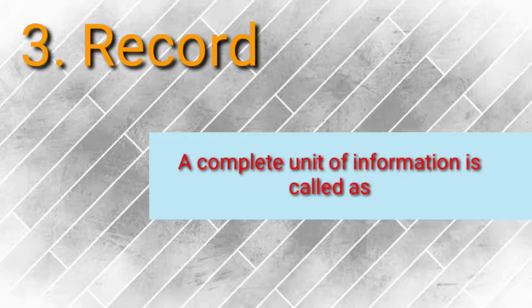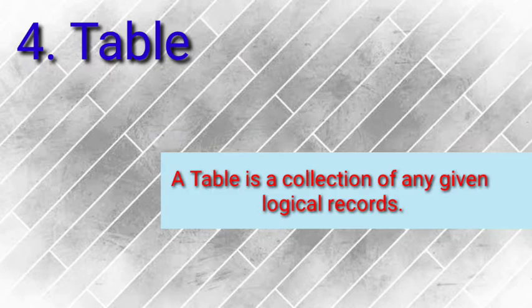All the data items together make a record because that is a complete unit of information. When all the data items are filled inside the table, the collection of those data items makes a record. The fourth one is the table. Any information or any record can be said to be a table, or you can say a table is a collection of logical records.